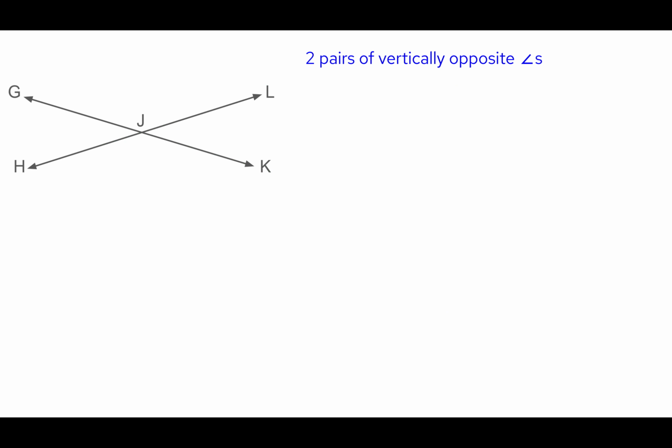Now let's look at two pairs of vertically opposite angles. If we look at GJH, vertically opposite is LJK. So GJH and KJL. Again, you could say that this is LJK if you wanted to. If we look at GJL, then we also can look at HJK.